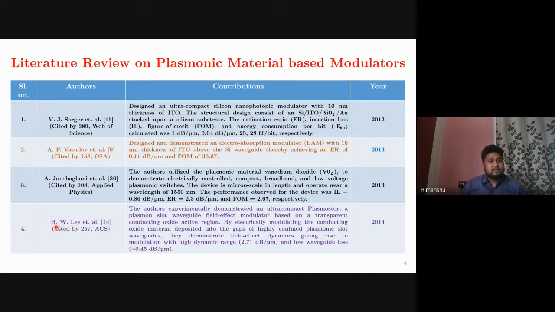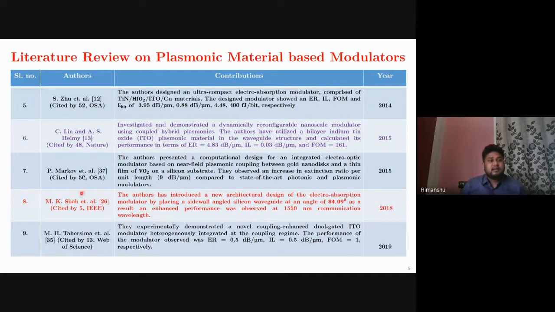Now coming to serial number 4, H.W. Lee et al. Here the authors have experimentally demonstrated an ultra-compact plasmostor, a plasmon slot waveguide field effect modulator based on a transparent conducting oxide active region. By electrically modulating the conducting oxide material deposited in the waveguide gap, they have achieved a high dynamic range of around 2.71 dB per micrometer with low waveguide loss, which was around 0.45 dB per micrometer. This work was published in the year 2014 and it was cited by around 257 papers.